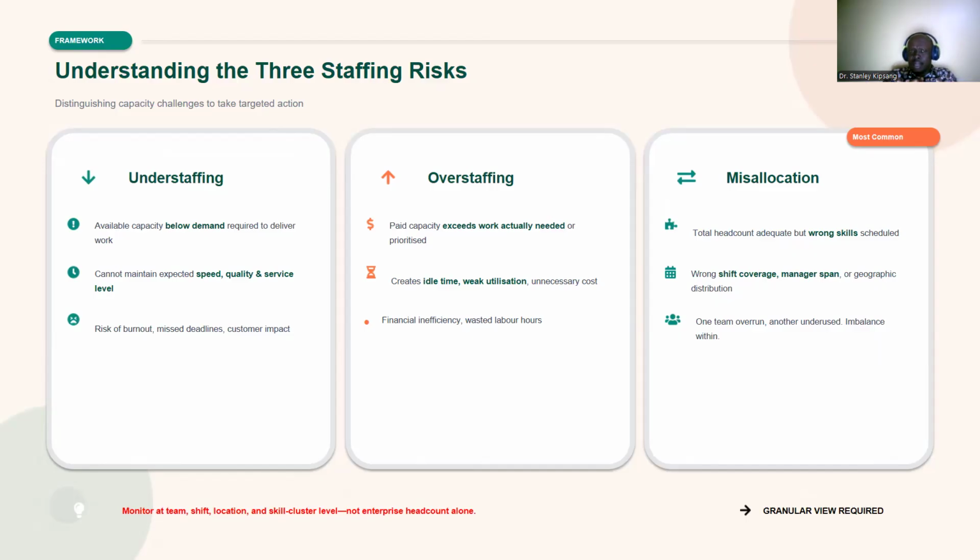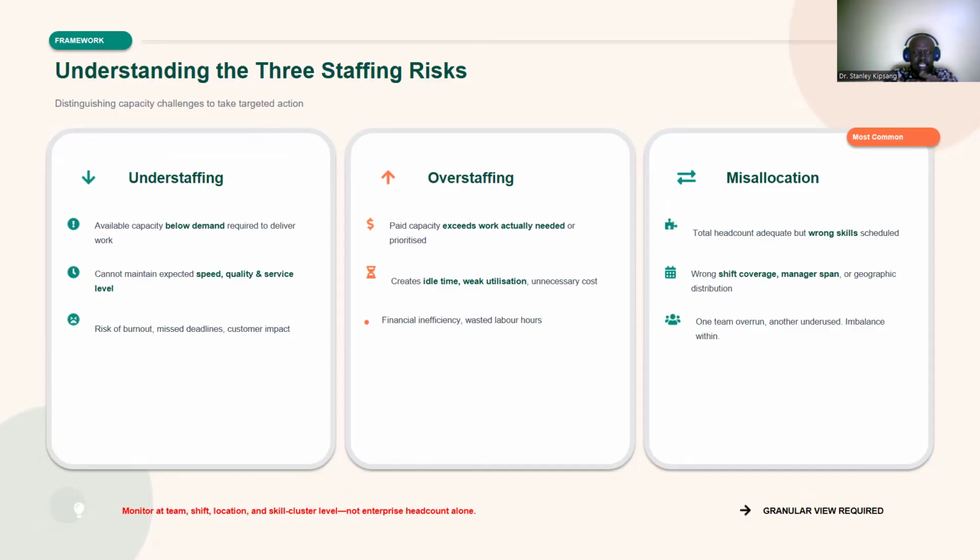Then what is misallocation? Here we are talking about having an adequate number of people, but not the right skills. They cannot be scheduled to undertake certain functions because their skills don't match the required work output. So you have wrong shift coverage, and people distributed wrongly within the different departments or sections, and this leads to imbalance within the organization and within the departments.